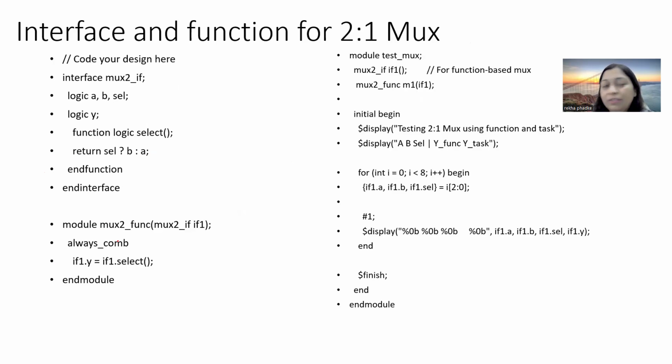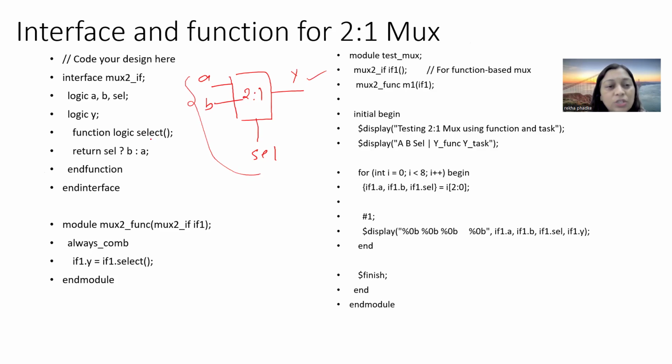In the same way, I'm showing you an example of a 2 to 1 mux here, wherein a 2 to 1 mux will have A, B as the inputs, and sel, I'm taking sel as the select line, and Y as the output. This is my 2 to 1 mux. So I need to bundle this in the interface. So I'll say logic A comma B comma sel. These are all the inputs, and logic Y, which is the output.